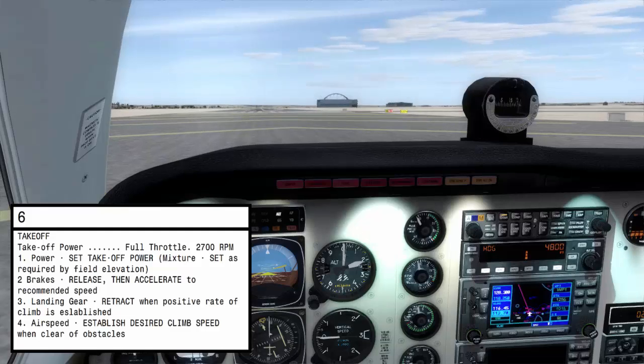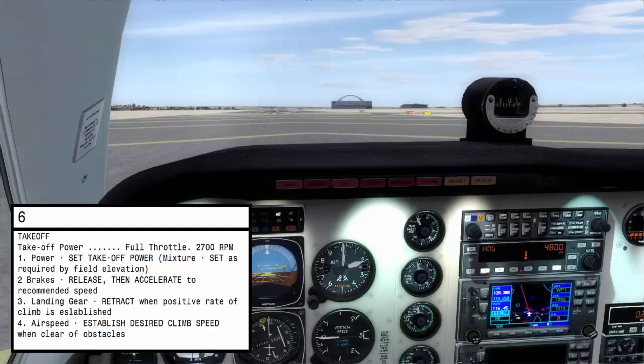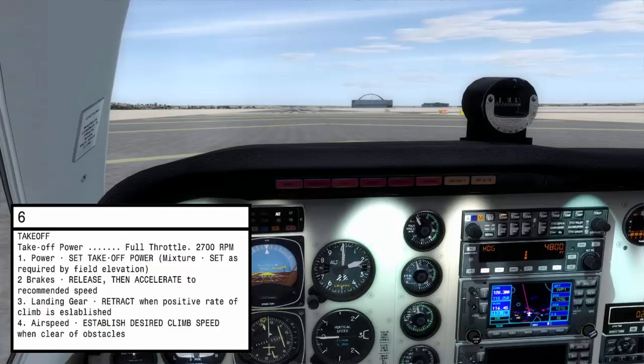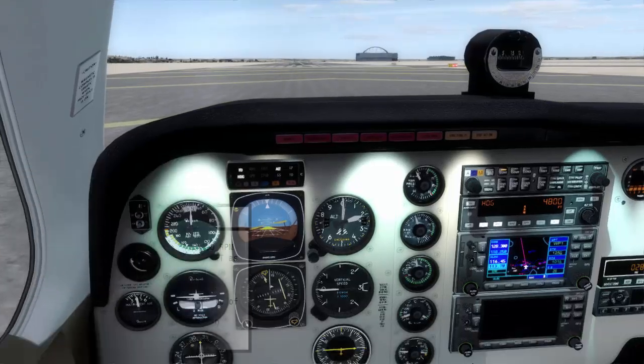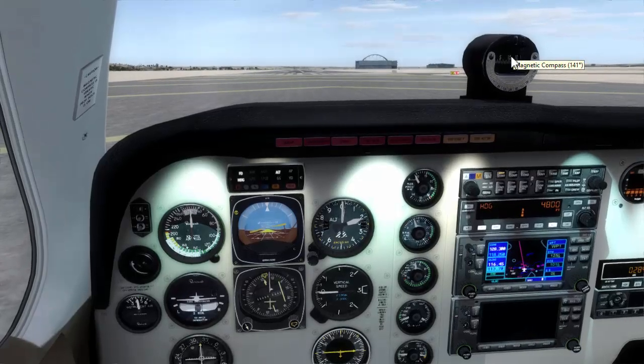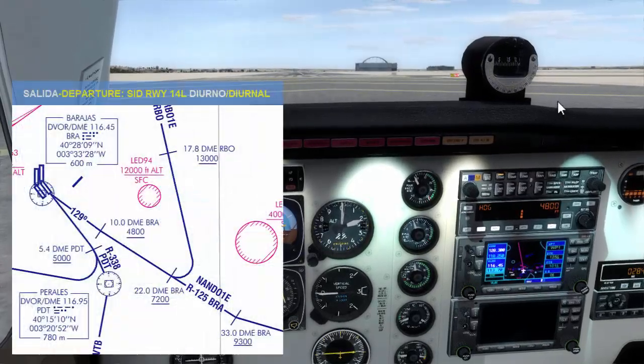Okay, we have there the takeoff checklist. So we will put full throttle to 2,700 RPM. We will need to put the mixture in full rich, and well, the before takeoff checklist is very basic. It's a very basic checklist, okay.